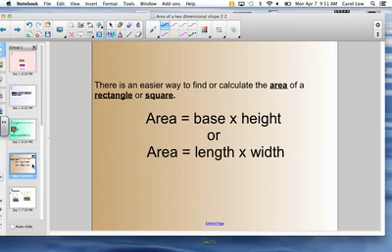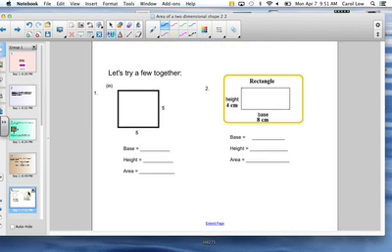There's an easier way to find or calculate the area of a rectangle or square. Instead of covering it up with little individual squares, you can just remember that area equals the base times the height, or area equals the length times the width. So let's try a few together.